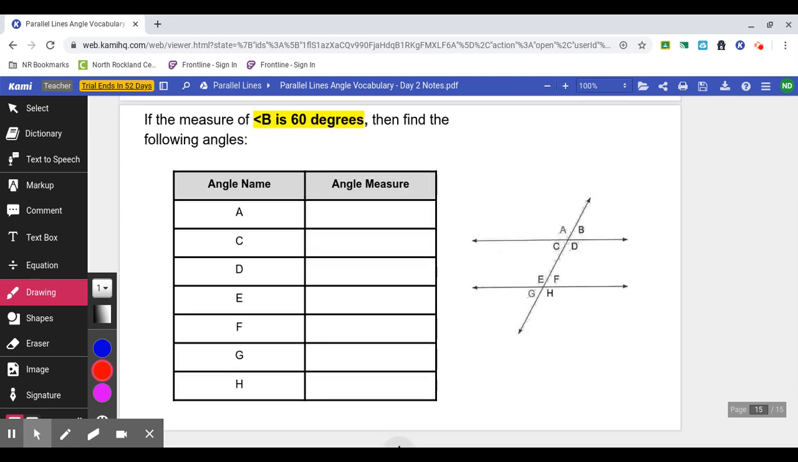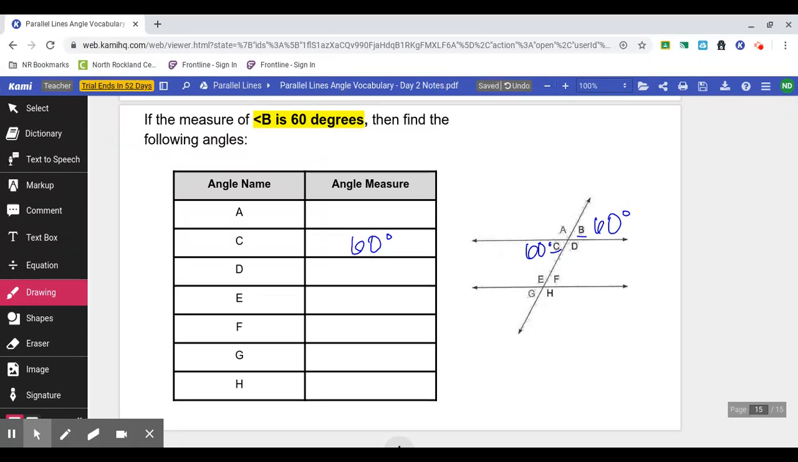Okay, so again, when I give you this diagram, I need to give you at least one measure of an angle in order for you to solve for the rest. So I wrote, if the measure of angle B is 60 degrees, then find the following angles. Okay, so I told you angle B is equal to 60 degrees. Perfect. I like to start with the easiest angle relationship, something that's going to be also equal to 60 degrees. Well, I know angle B and angle C are vertical. That means they must be equal. So I know angle C also has to be equal to 60 degrees.